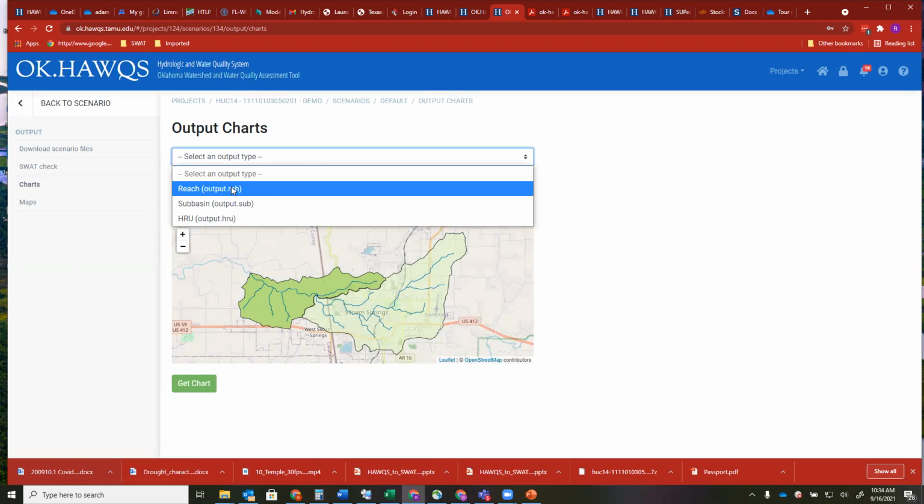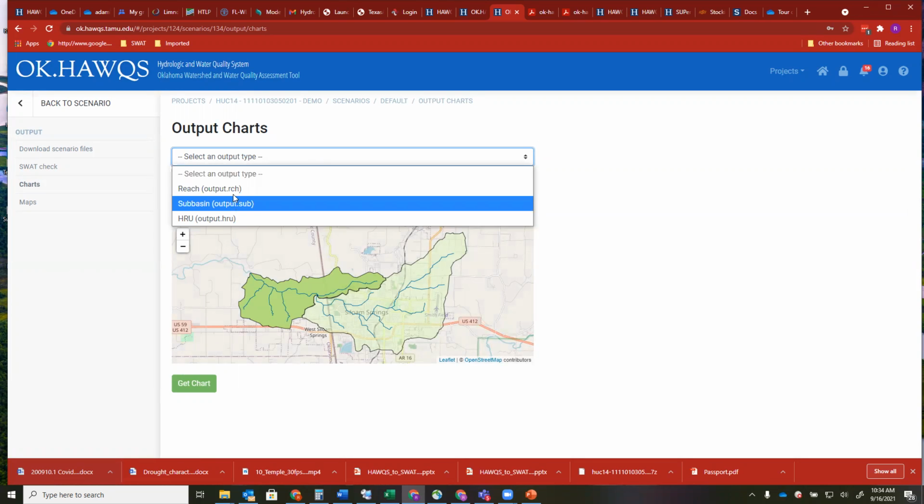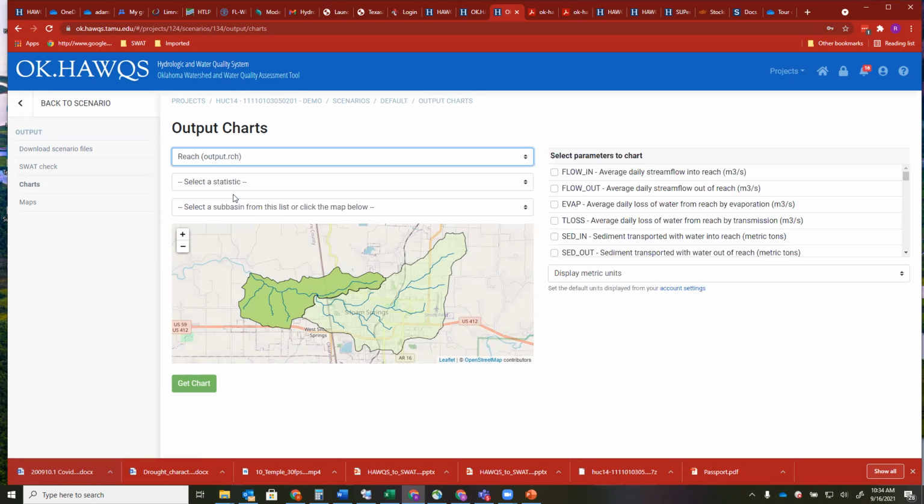So I can select what output I want. Actually, do I want output from HRU, subbasin, or reach? Let's say I want to look at the reach output. And I want to look at what's happening at the watershed outlet. Then I can simply click on that. So I know this is the location I'm looking at the output. I can look at anywhere, actually. So any location you want, you can select that. And what variable you want to plot.